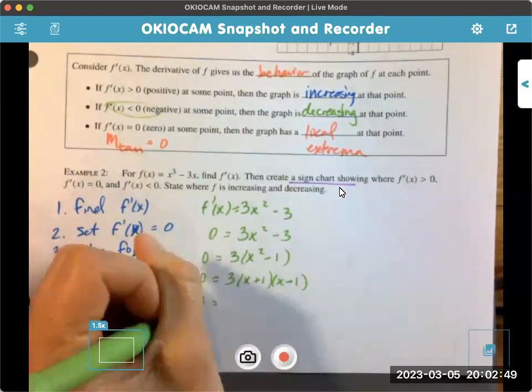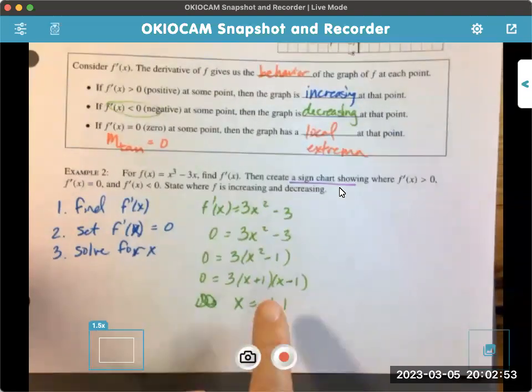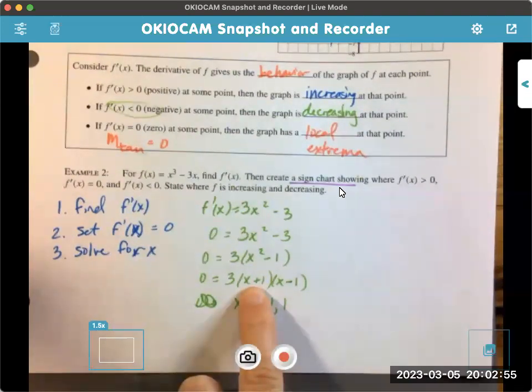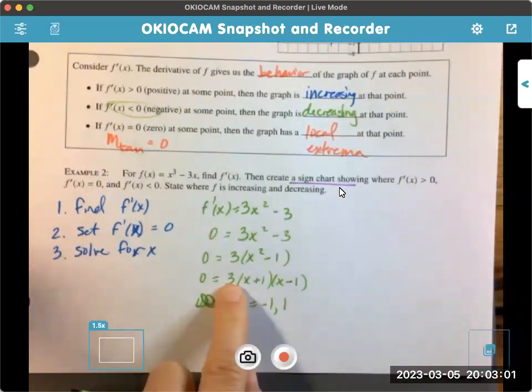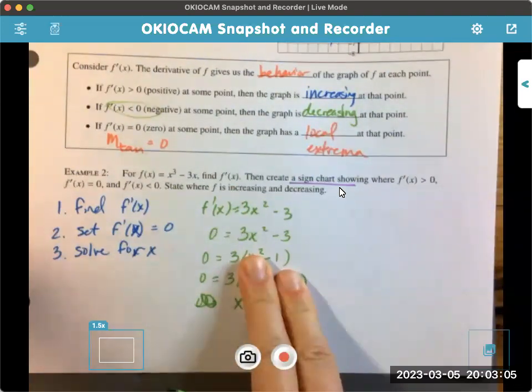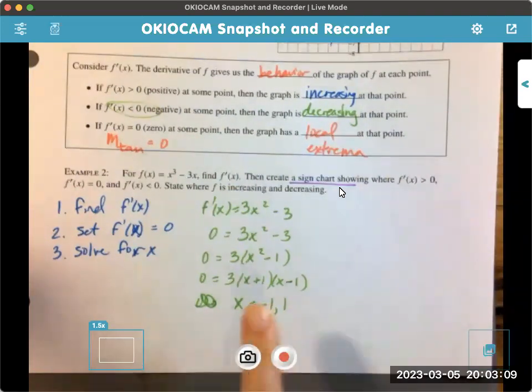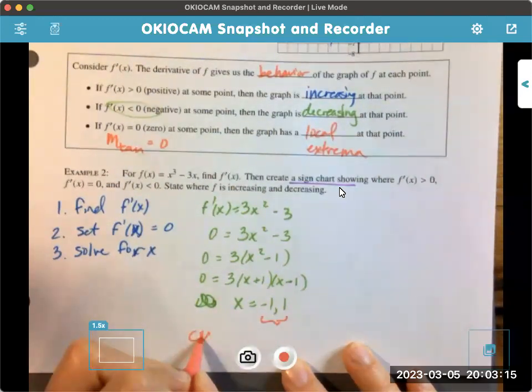So then we see that x equals -1 and +1, right? Because you set this equal to 0 and solve. Set this equal to 0 and solve. The 3 doesn't have an x. So if we set it equal to 0, it doesn't make any sense, right? It's not a solution. Okay, so here, these 2 points are what we call critical values.